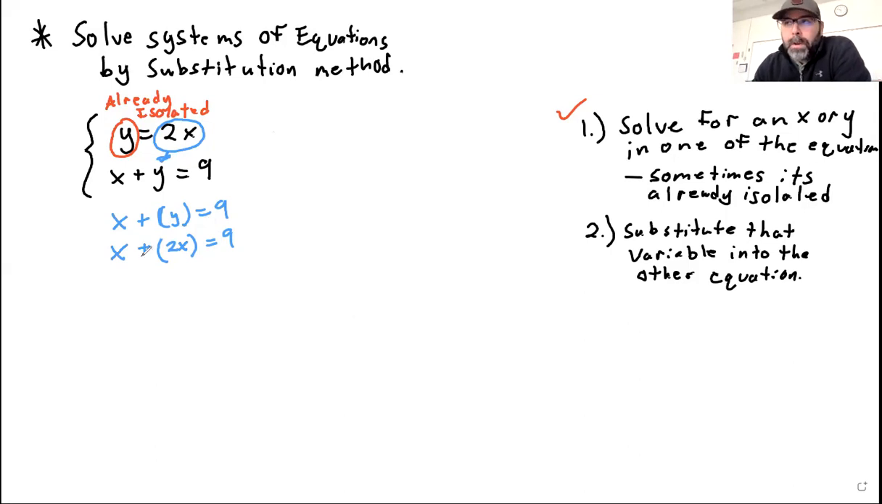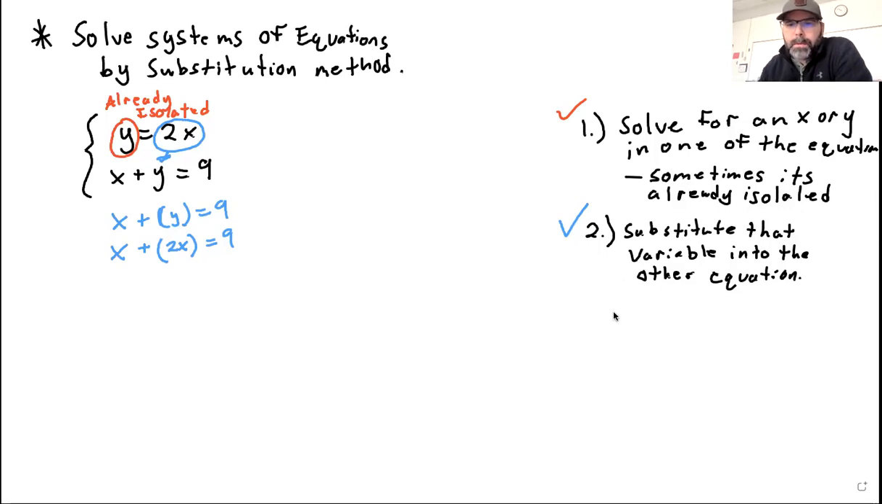Well, when there's only one variable in the equation, we can solve for that variable. We can find the value of x now. All right, so step 2 is done. We have substituted in what y is into the other equation.